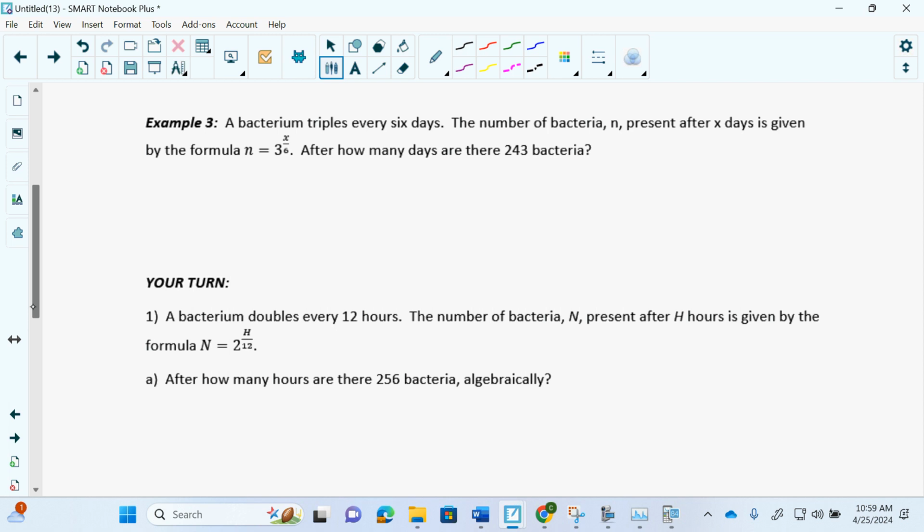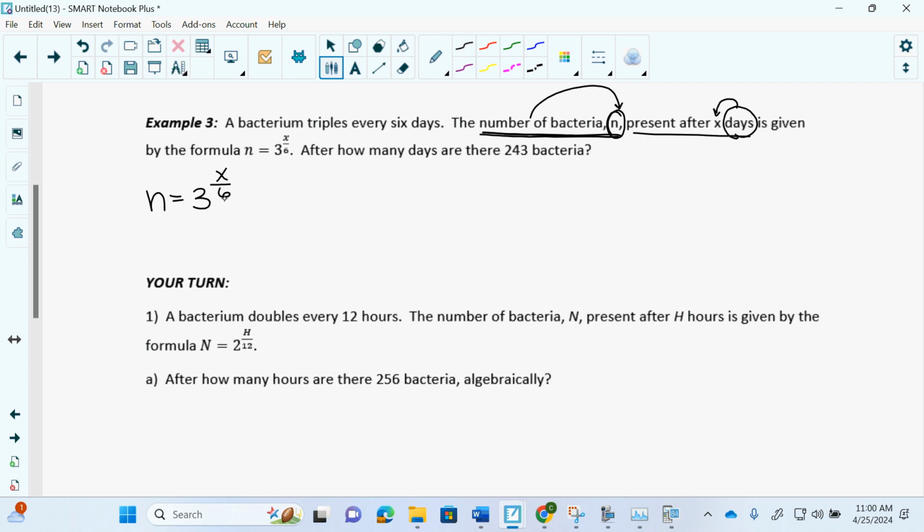A bacterium triples every 6 days. The number of bacteria, N, is present after X days. So the number of bacteria is represented by N. If I know the number of bacteria, I'm going to put that in for N. If I know days, I'm going to fill it in for X. Let's see what we have here. So this is my formula. It is N equals 3 to the x over 6.